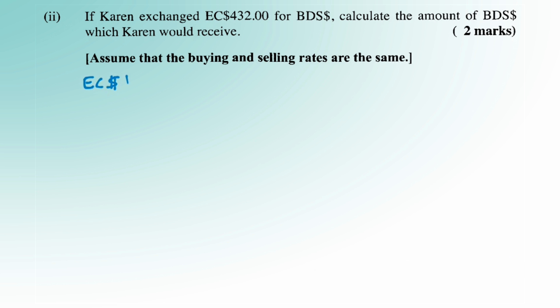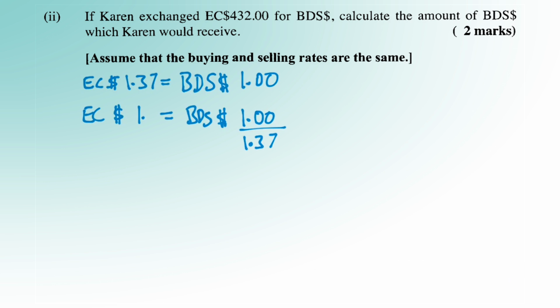Next part, if Karen exchanges 432 EC for Barbados, you're expecting to get less. First things first, remember the Bajan dollar was stronger, so this one is worth more than this one. I hope you catch me there. So don't go and get an answer like 5,000 and say alright, good. No, that's wrong. EC is 1.37, Barbados is that.